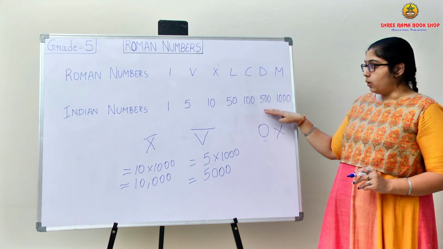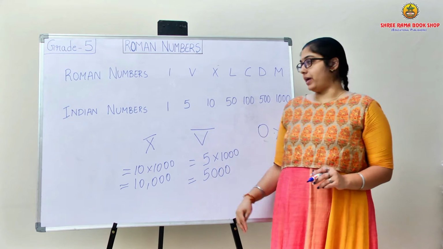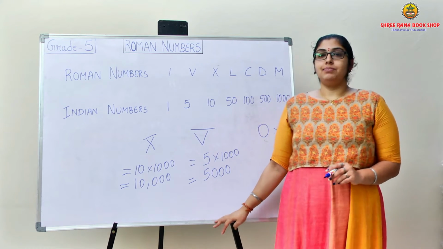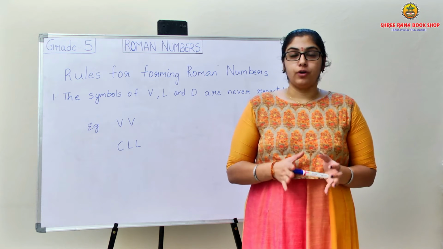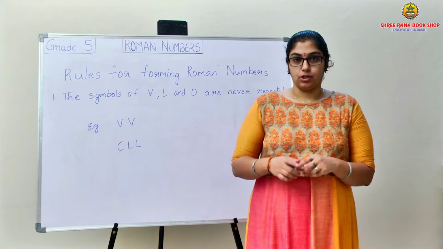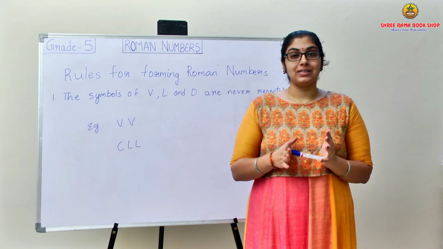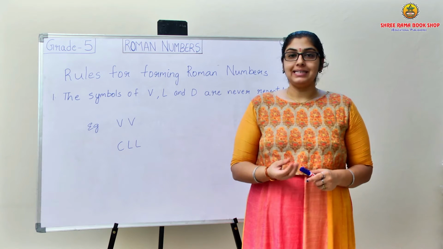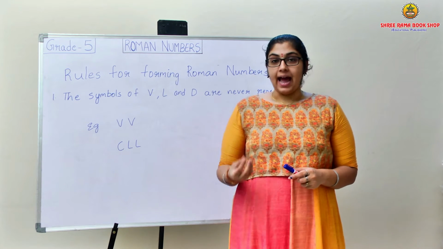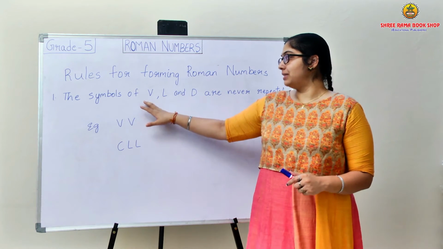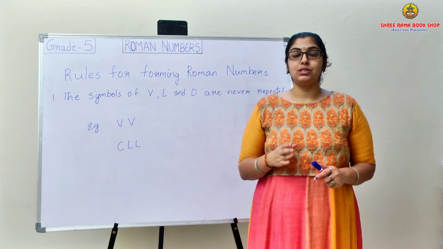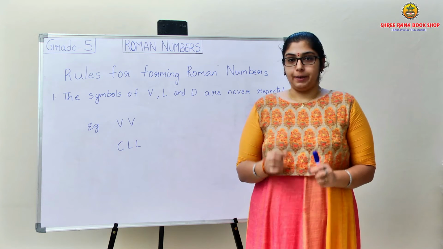Now we will learn the further rules for how to arrange these Roman symbols. What are the rules for forming Roman numbers? So what is the first rule? The first rule states that the symbols V, L and D cannot be repeated. So the symbols V, L and D are never repeated.